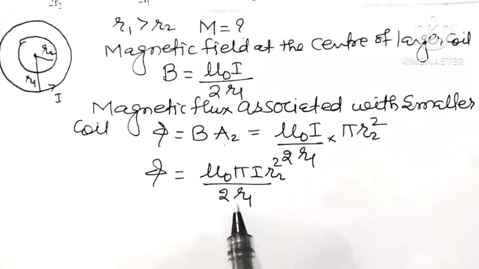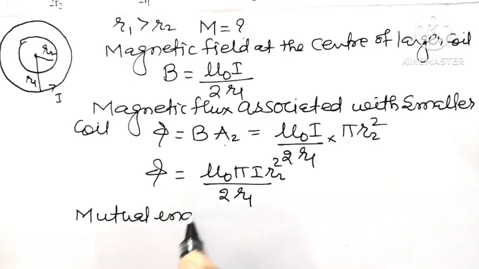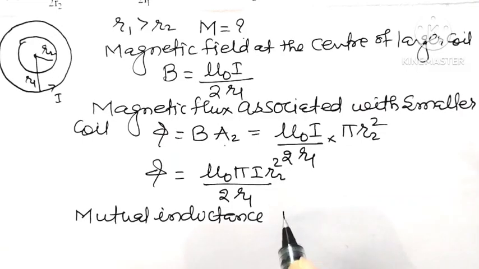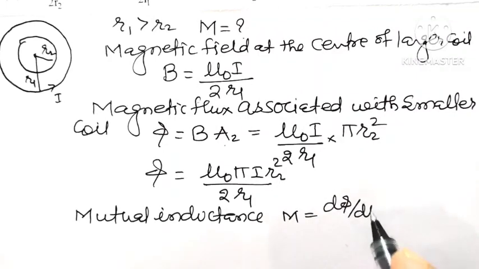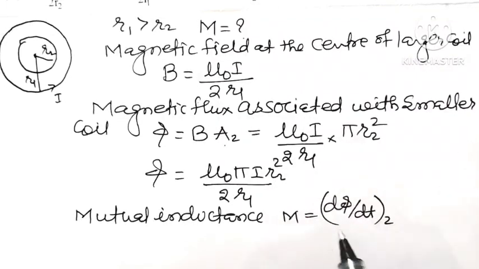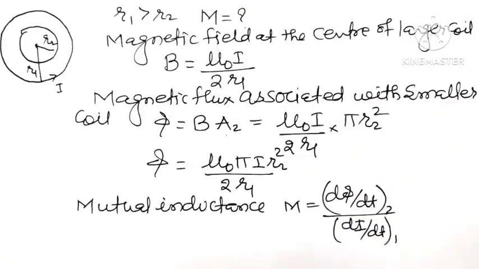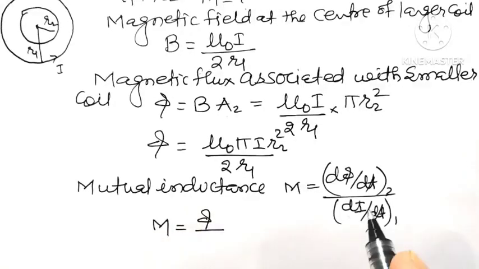Now we want to find out the mutual inductance of the two coils. Mutual inductance is defined as the rate of change of magnetic flux associated with one coil, say the second coil, to the rate of change of current flowing through the other coil, say the larger coil. Or we can say M is equal to, here time gets cancelled, phi divided by current I.